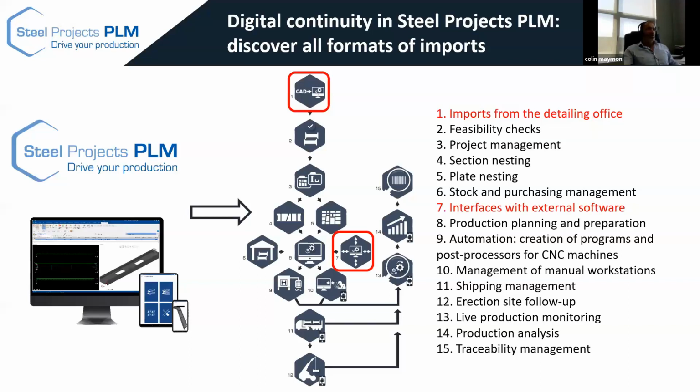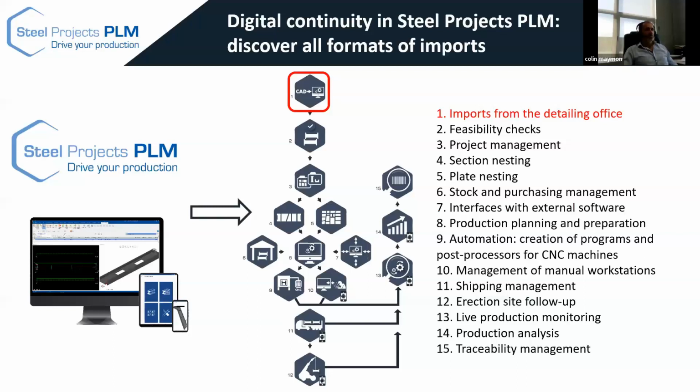Introduction. So that is a chart of our software, of all the modules of our software, with all the features available in our software. So today we're going to focus on number 1, which is import of the detailing office, and number 7, which is interfaces with external software, just to show you how we can import, with an import called PNI, some data coming from third-party software.